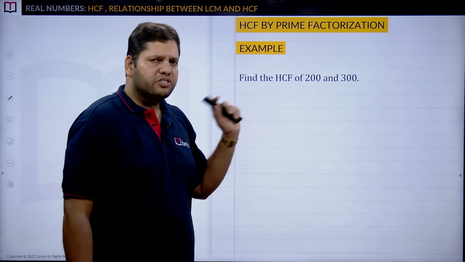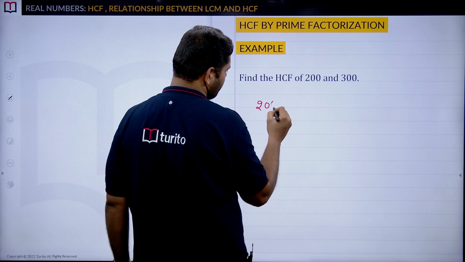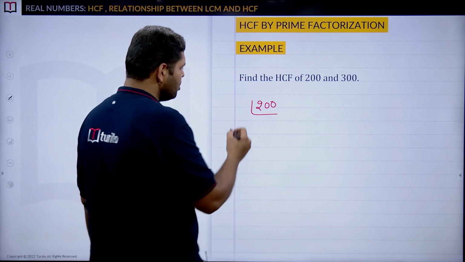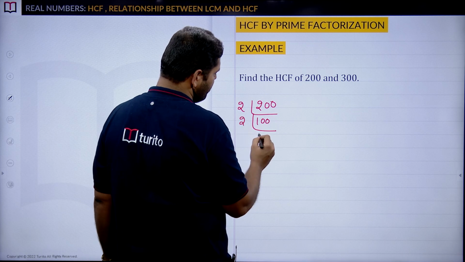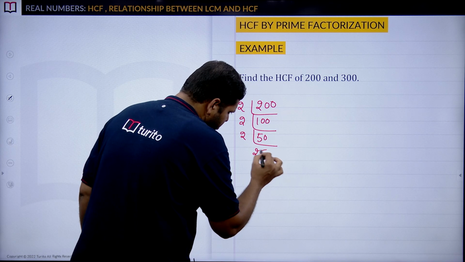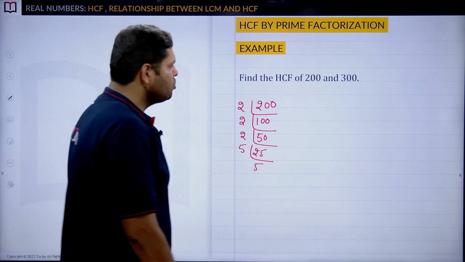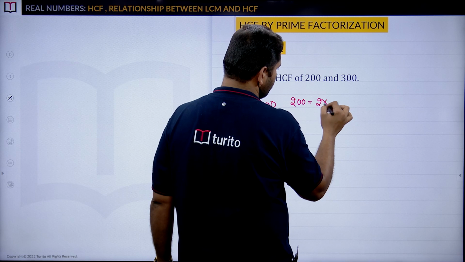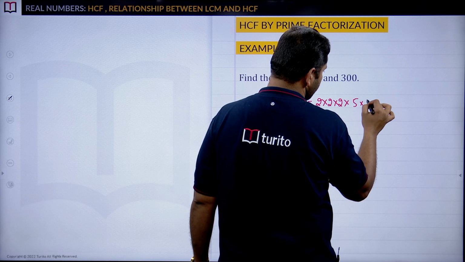Here is a question. I want to find the HCF of 200 and 300. First I am finding all the prime factors, children. This is called prime factorization. Okay, I'll go directly to the 2 table. 2 how many times? 100. 2 how many times? 50. 2 how many times? 25. 5 how many times? 5 fives. So what I am writing, children? 200 I can write as 2 into 2 into 2, then 5 into 5.